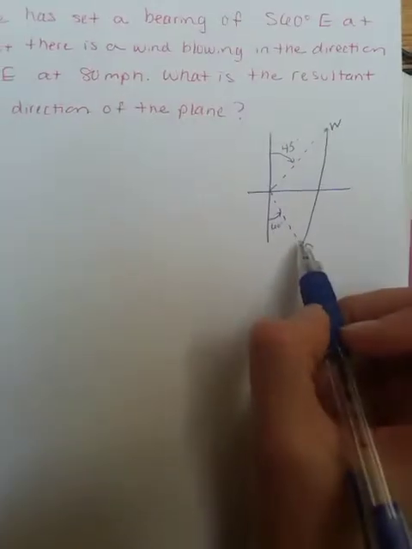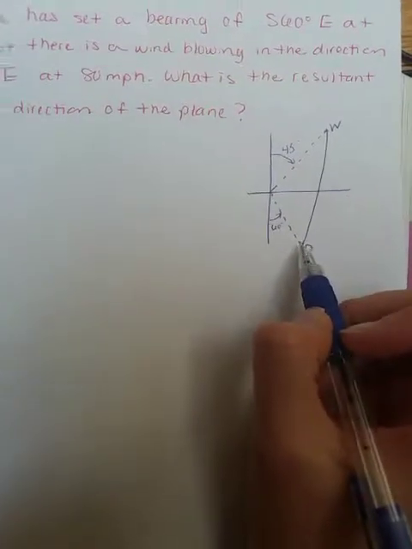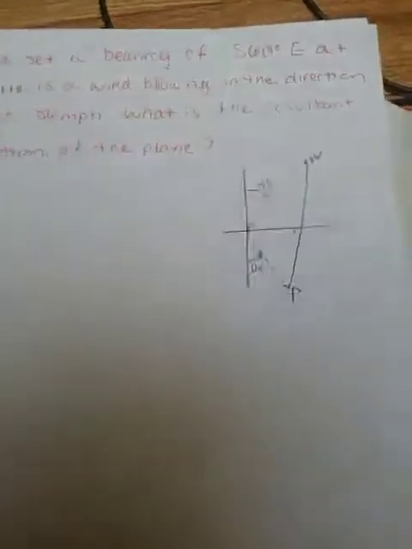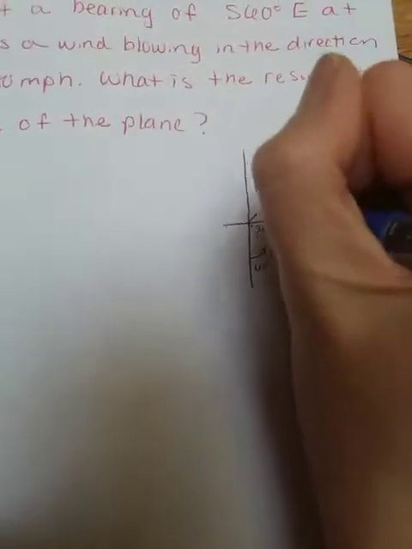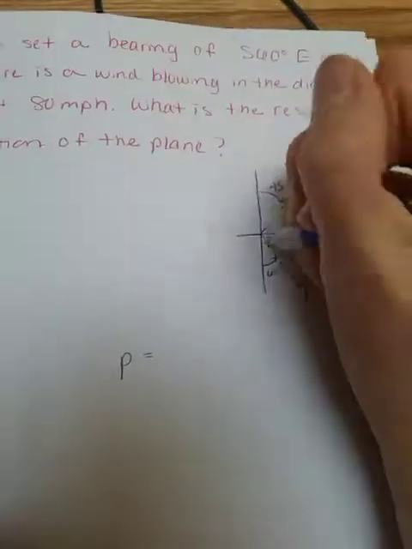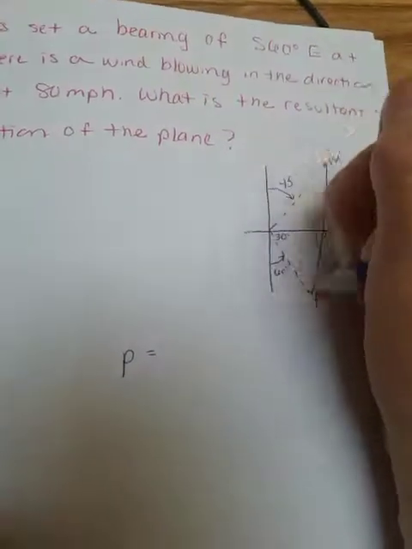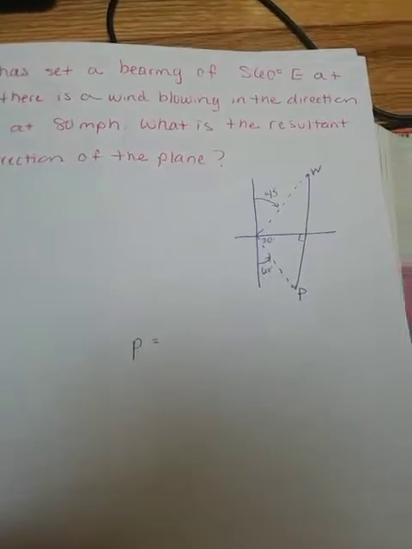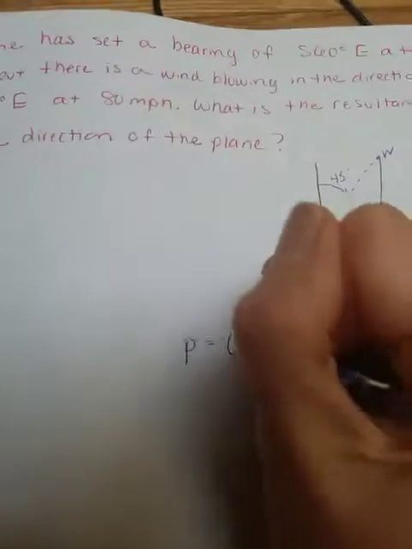So let's look at the plane first. We know that this should be 90 degrees, and I did a really bad job drawing that in. So if that's 60, I know that this is going to be 30 degrees. Okay, and so for the plane, what's the magnitude of that distance? That's 600 miles an hour, so that's our magnitude for the plane. So we have 600.